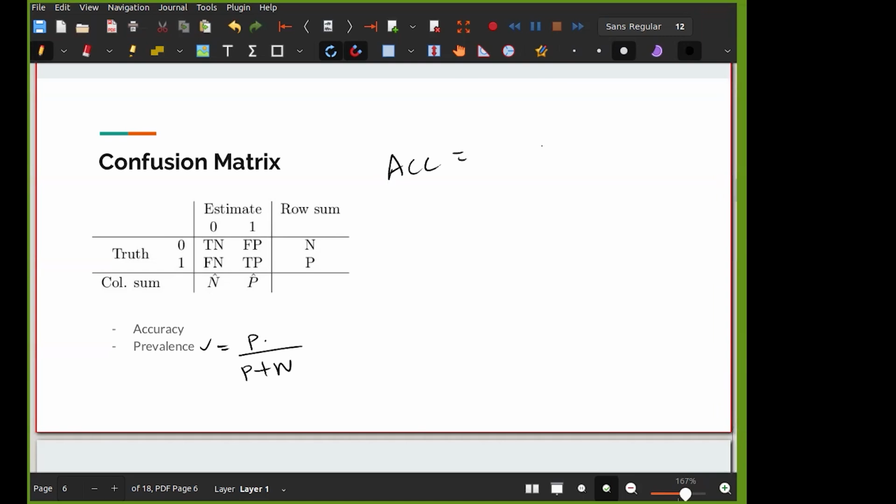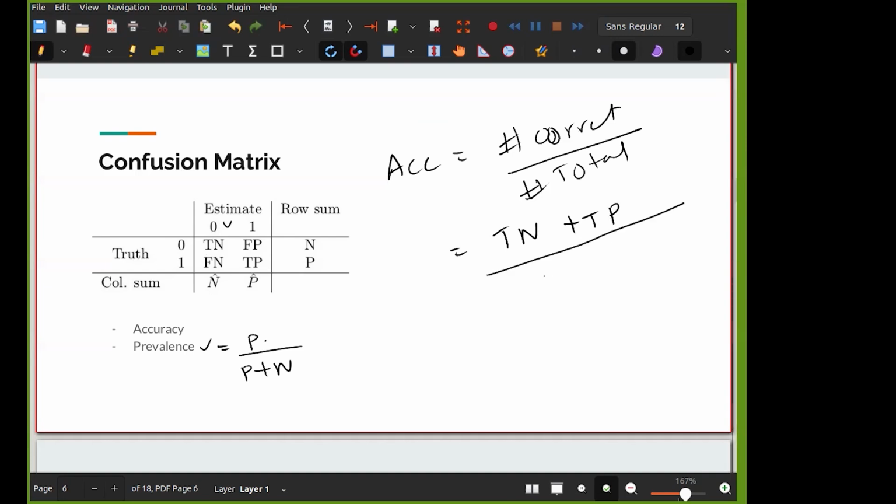And that is also simple. It's just the total number of correct samples divided by total samples. And that will be equal to, now if you focus on TP and TN, true negative is what? Estimate is also 0 or negative class, and truth is also negative class. So true negative is actually the ones which are correctly classified. Similarly, true positive is also something which is correctly classified, divided by the total number of samples, which is P plus N. So that's my accuracy.